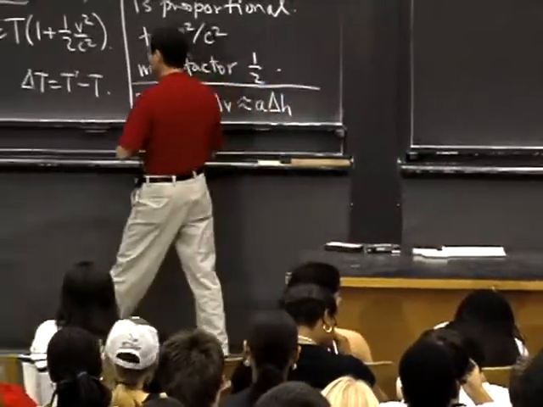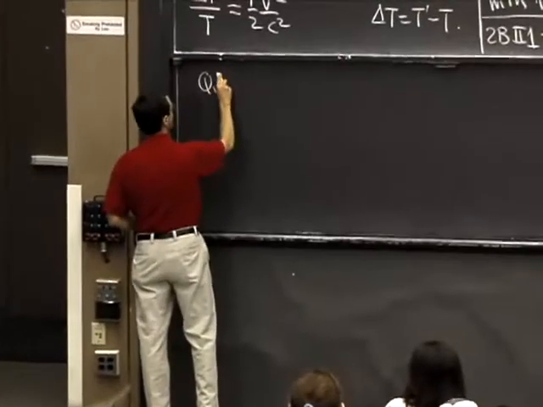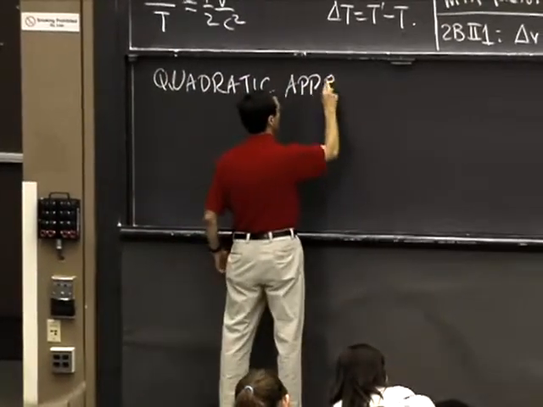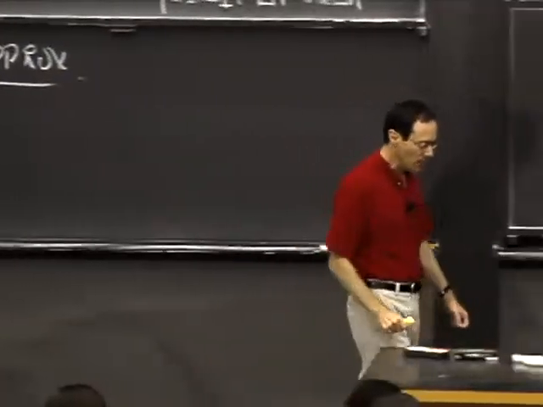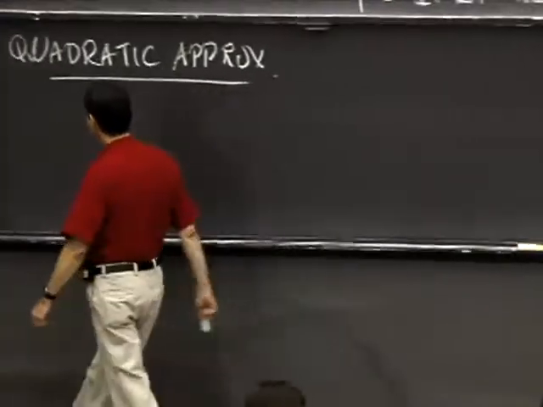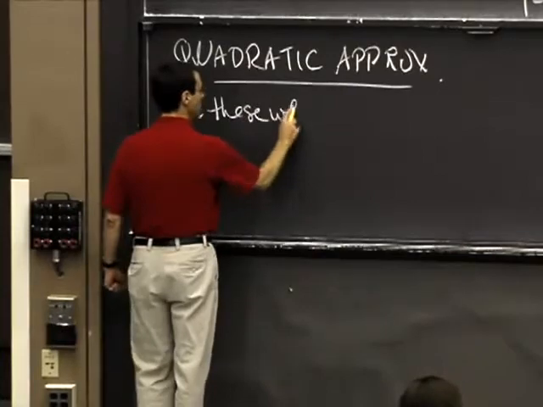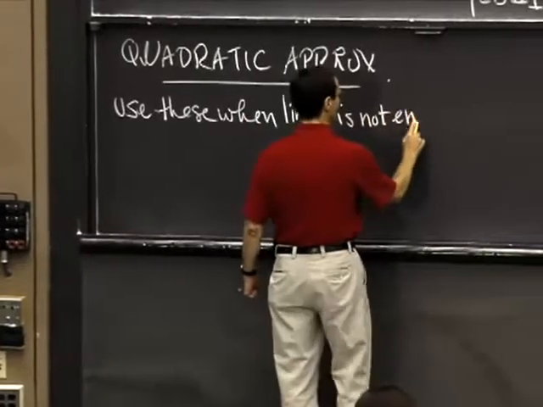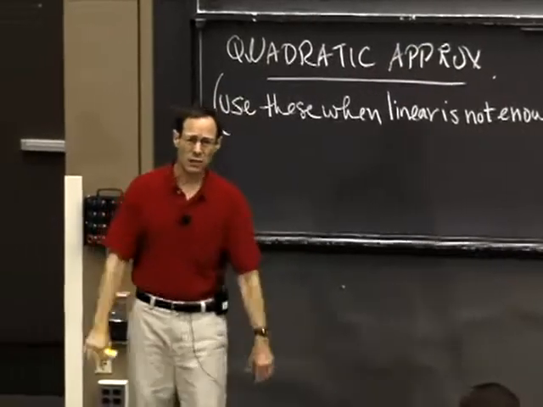Now, we're going to go on to quadratic approximations, which are a little more complicated. We talked a little bit about this last time, but I didn't finish, so I want to finish this up. And the first thing that I should say is that you use these when the linear approximation is not enough. Okay? So that's something that you really need to get a little experience with.